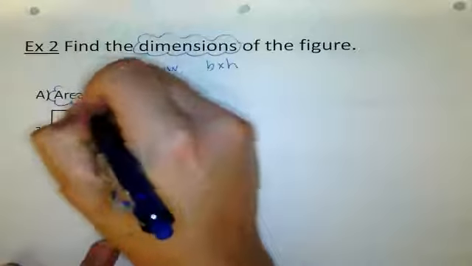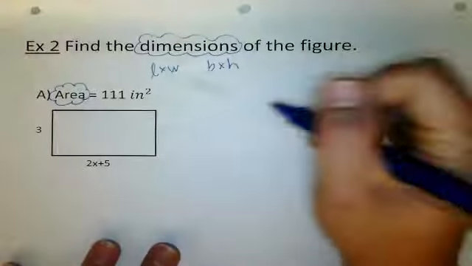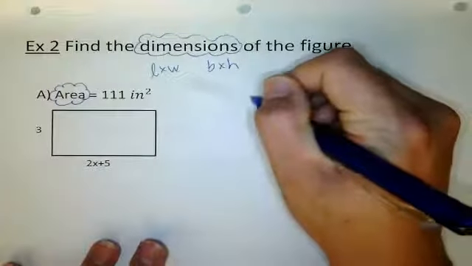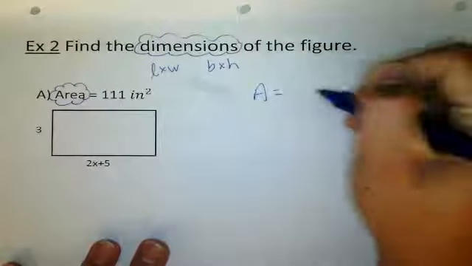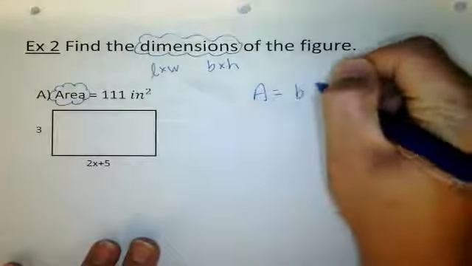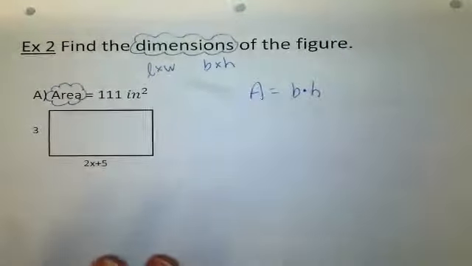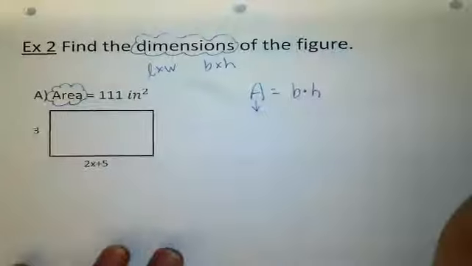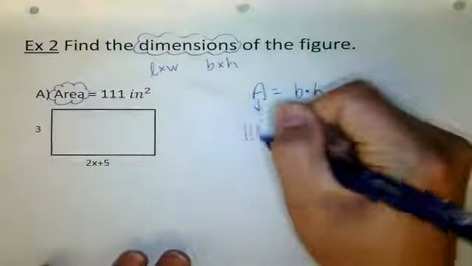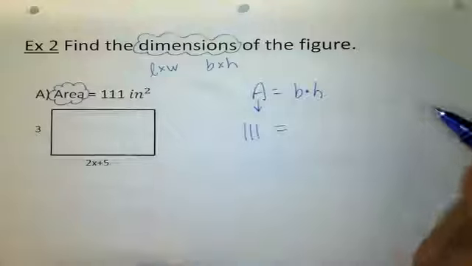First of all, they're saying that the area is 111 inches squared. What do you know about the area of a rectangle? What's the formula for area of a rectangle? Length times width or base times height, right? Gotta know that formula. All right, now what can I put in place of the area? 111, sure. They told me the area is 111 square units.